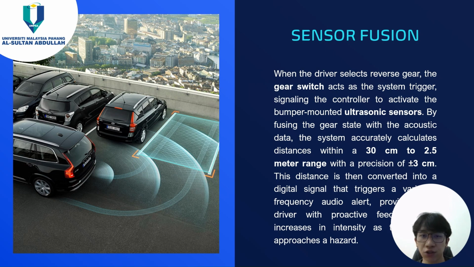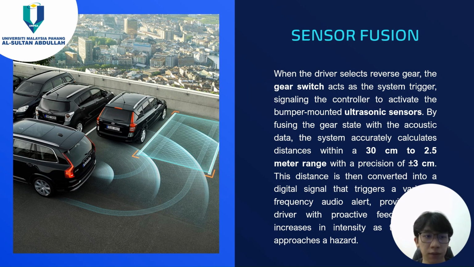So these two sensors work together by sensor fusion. When the driver selects reverse gear, the gear switch acts as the system trigger, signaling the controller to activate the bumper mounted ultrasonic sensor by fusing the gear state with the acoustic data. The system accurately calculates distance between 30 cm to 2.5 meter range with a precision of plus minus 3 cm. This distance is then converted into a digital signal that triggers a variable frequency audio alert, providing the driver with proactive feedback that increases in intensity as the vehicle approaches a hazard.